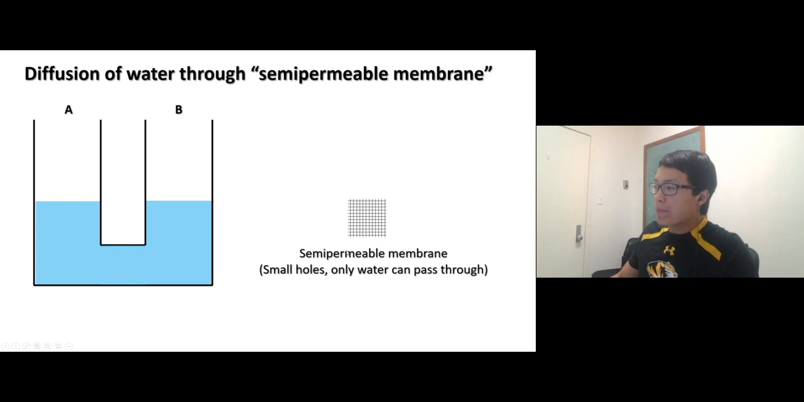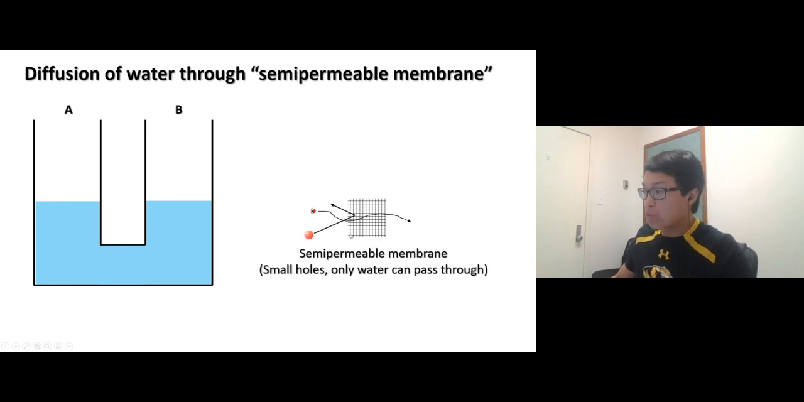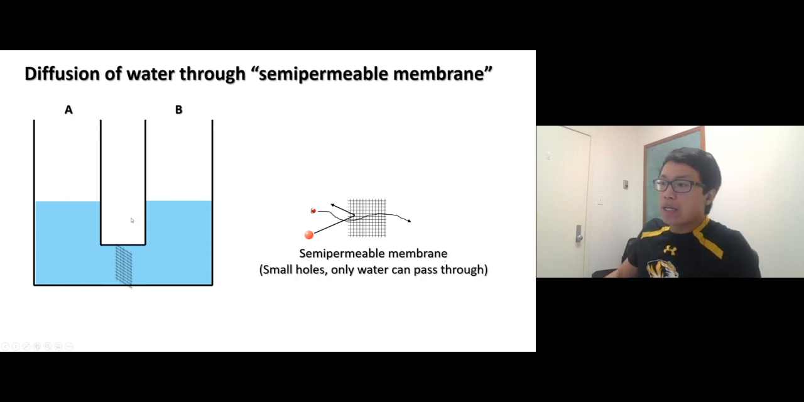So the semi-permeable membrane has really small holes. Only water can pass through. Anything bigger than water cannot. Water is really small, so it can pass through things easily. Okay, so I'm putting this semi-permeable membrane right here. The rate of water going from A to B and from B back to A are equal, so they exchange water all the time.